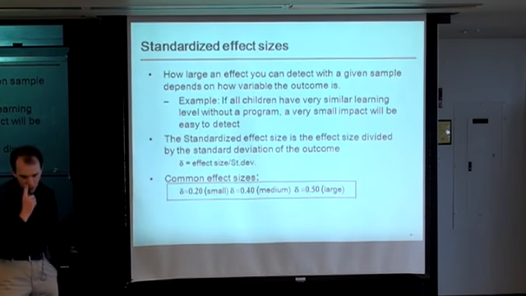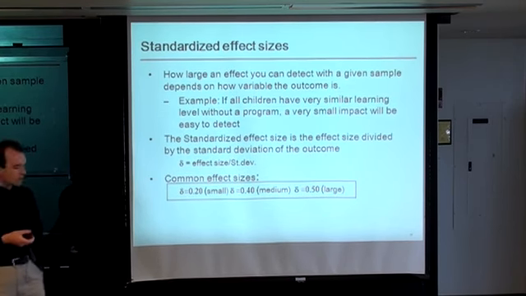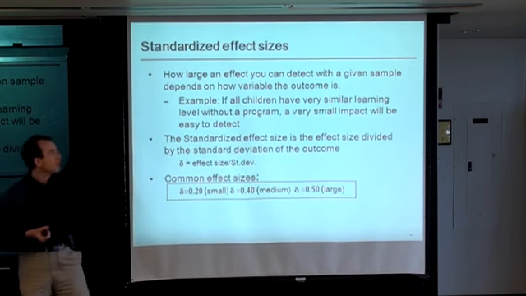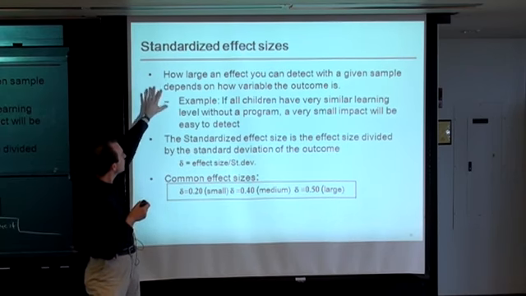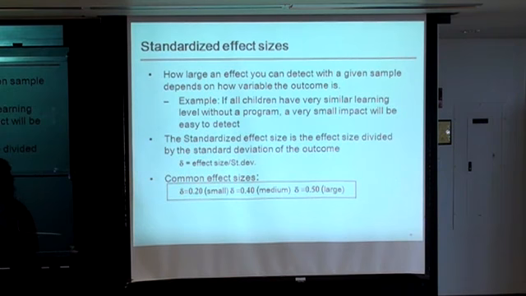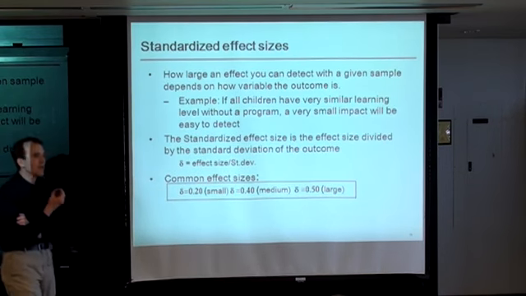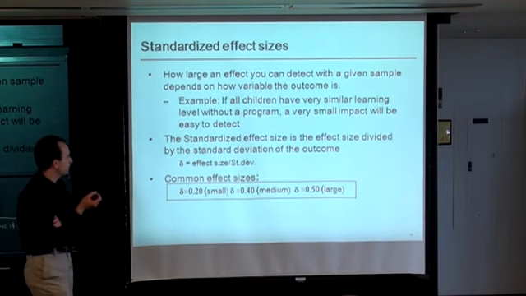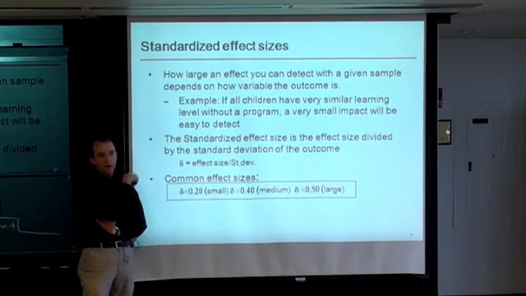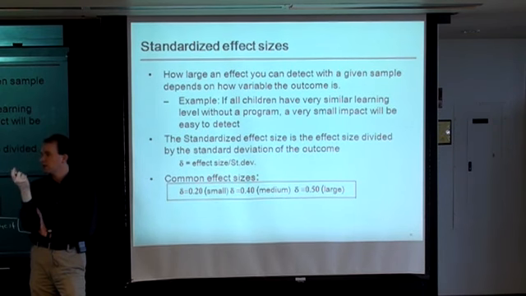Okay. When we talk about effect sizes, we often talk about what we call standardized effect sizes. As I mentioned, how large an effect you can detect depends on how variable your sample is. If everyone's the same, it's very easy to pick up effects. Standardized effects are the effect size divided by the standard deviation of the outcome, which is the measure of how variable your outcome is. So we often express our effect sizes relative to the standard deviation of the outcome.